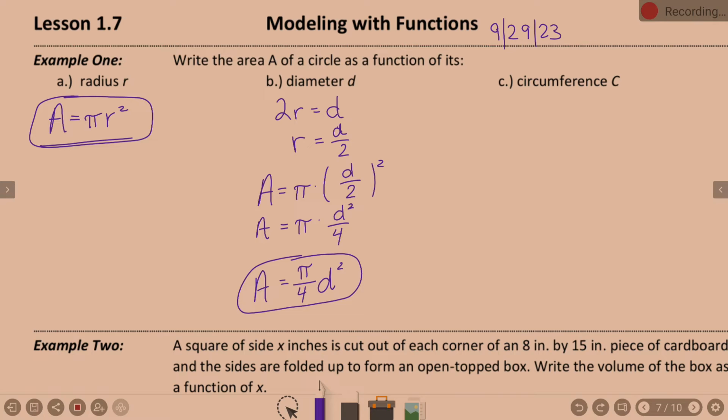What about part C? What about circumference? What are you supposed to know about circumference? It could use the diameter. Circumference is your distance around the circle. There's a formula for it. One option: 2 pi r.